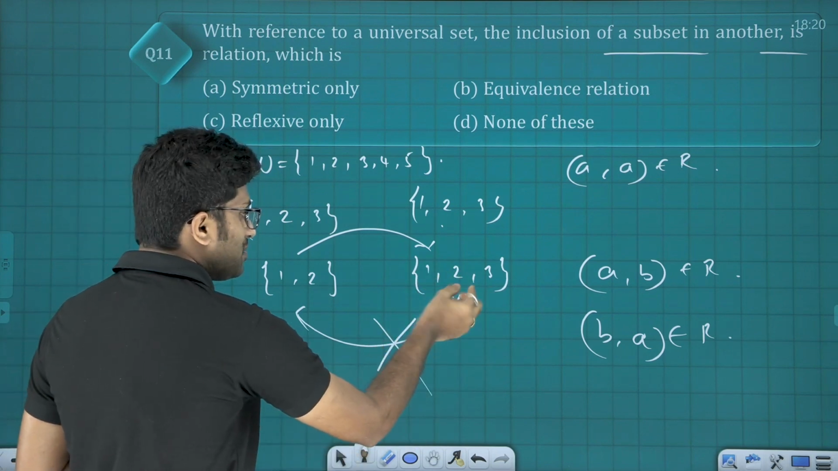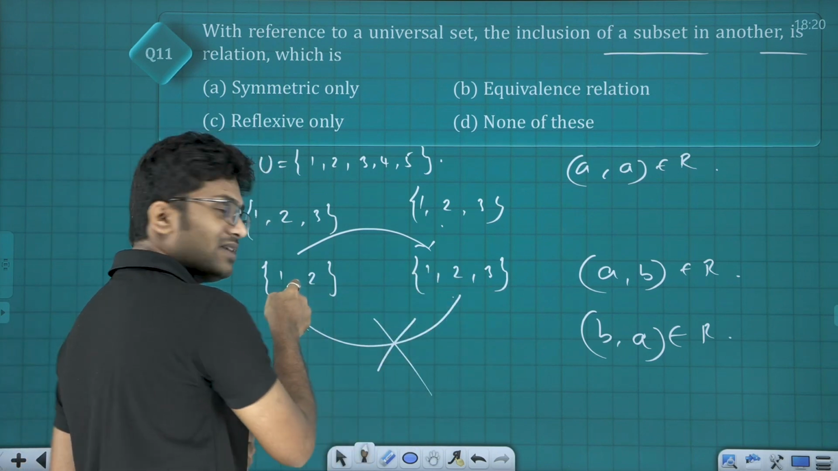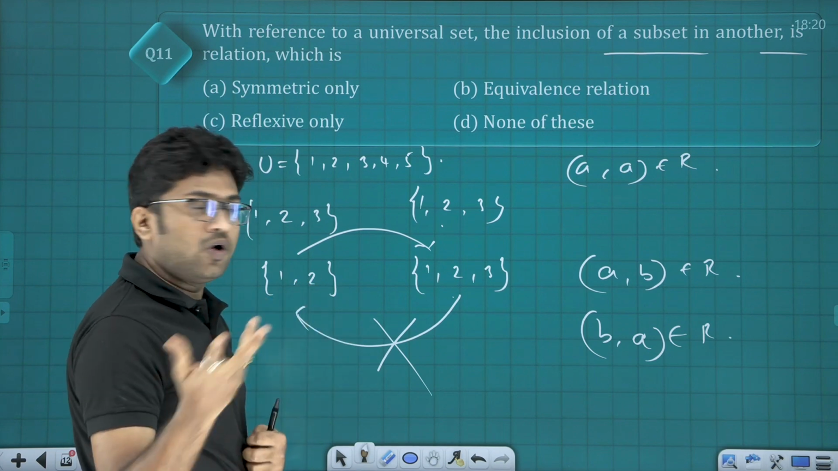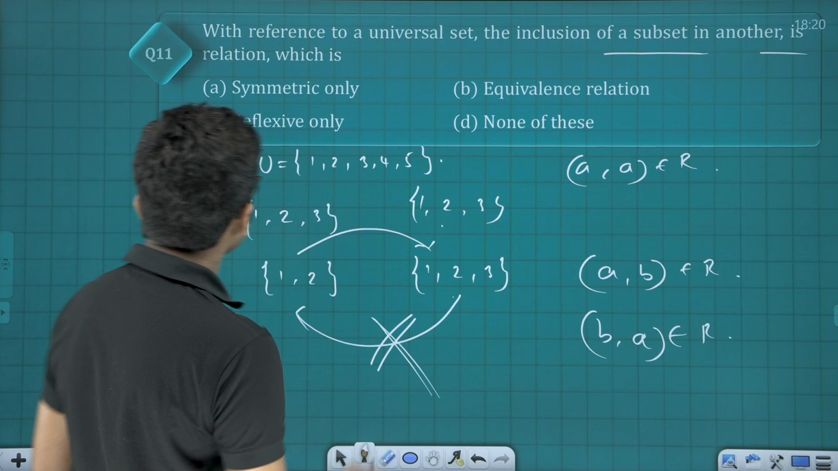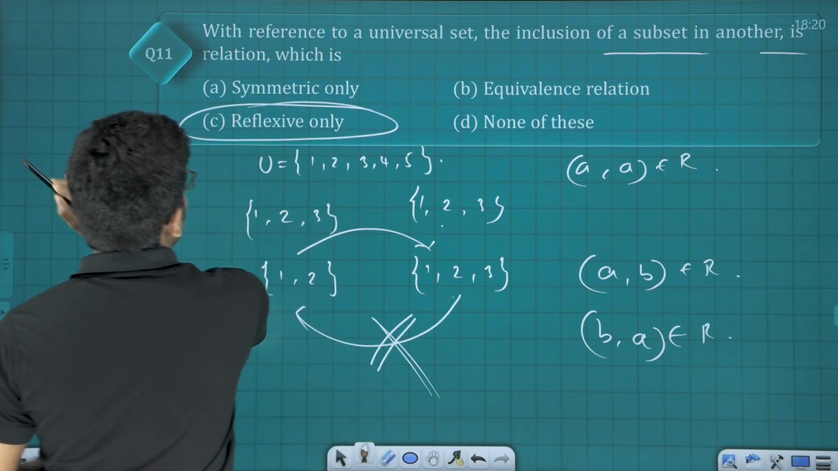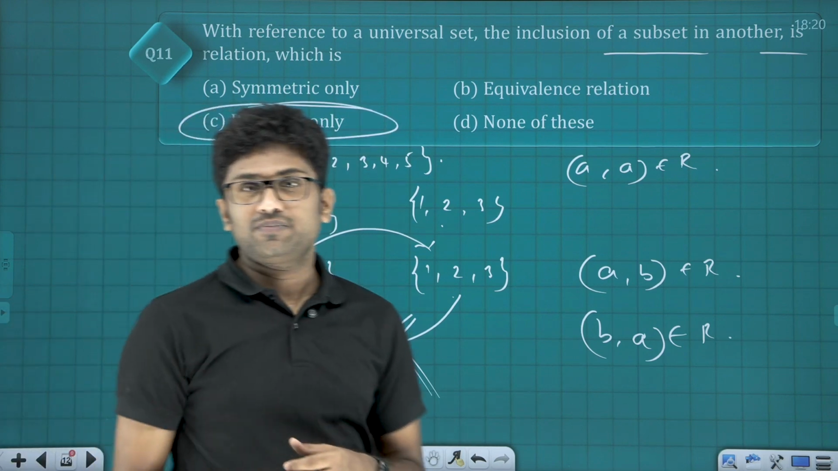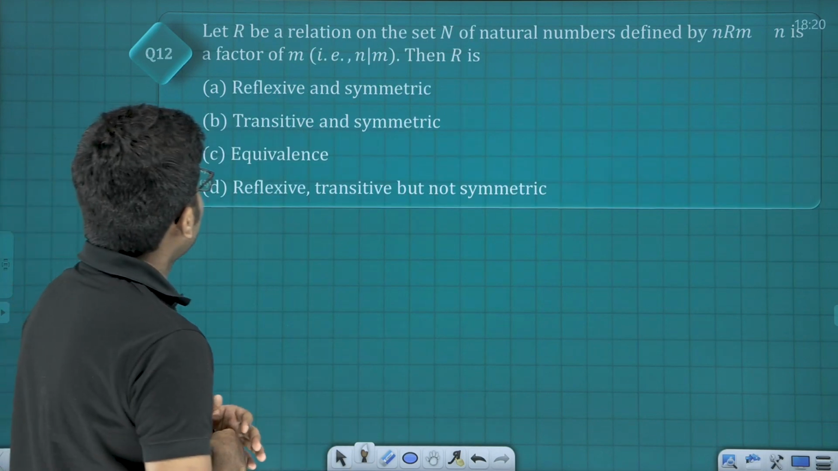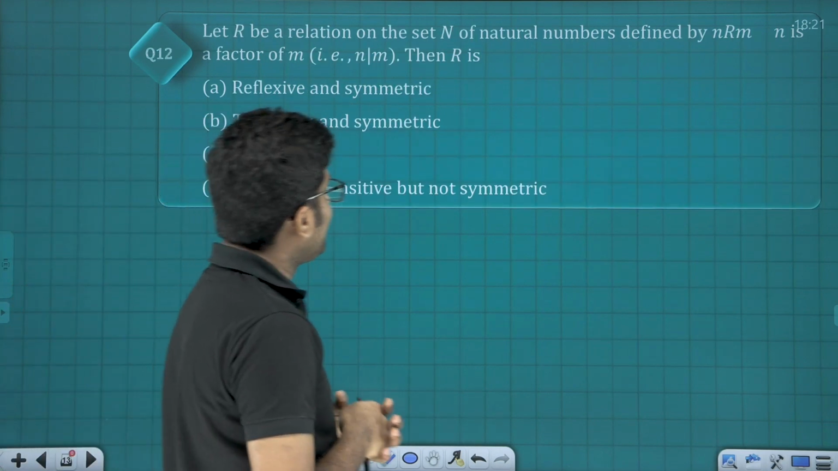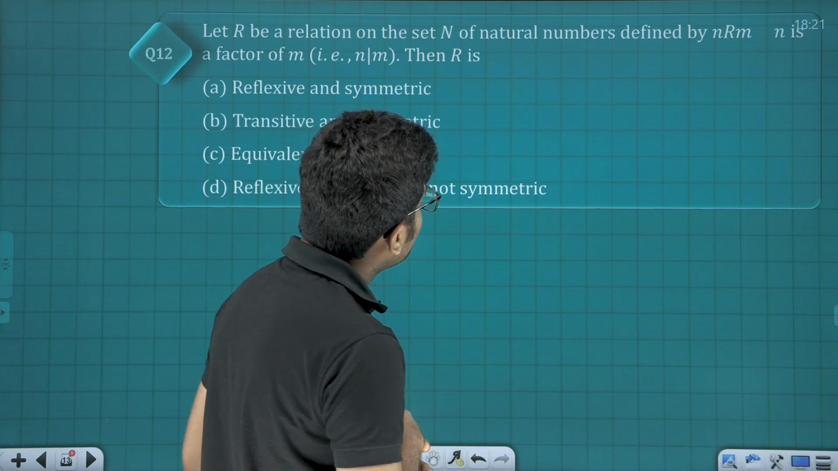That means, are all the elements of this set part of this set? No. So it is clearly non-symmetric, that is asymmetric. So it is only reflexive, friends. It is reflexive only, option C. It is only reflexive.